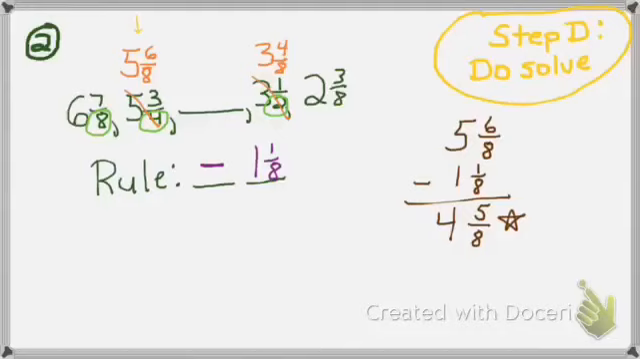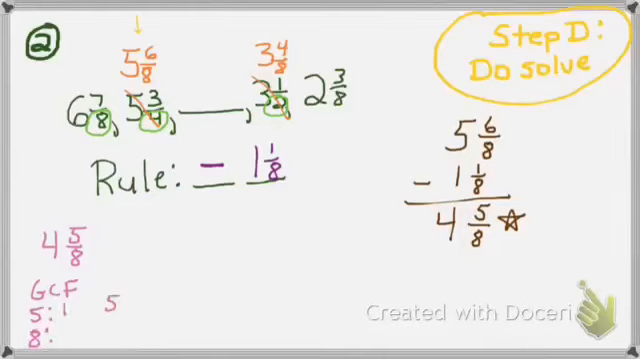Is there a 1? No. Are they in counting order? No. So I'm not sure if they're fully simplified. Therefore, I'm going to rewrite it over here, 4 5/8. I'm going to find the GCF of both 5, my numerator, and 8, my denominator.